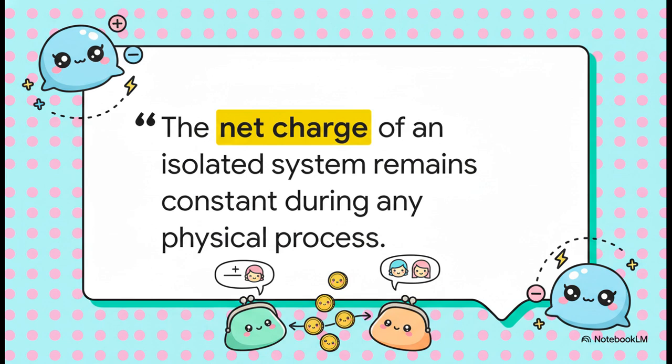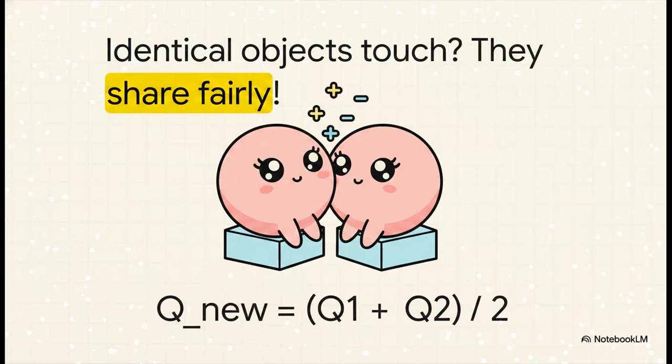Think of it kind of like two friends deciding to fairly split a lunch bill. The total amount of money doesn't magically change, it just gets distributed equally between them. And here is the mathematical formula for that fair split. Q new equals Q1 plus Q2, all divided by 2. You simply add the initial charges together to find the total net charge and then divide by 2 to figure out exactly what each object gets. Just remember the crucial caveat from your guidelines. This super simple equation is perfectly true for identically sized conductors on insulated stands.